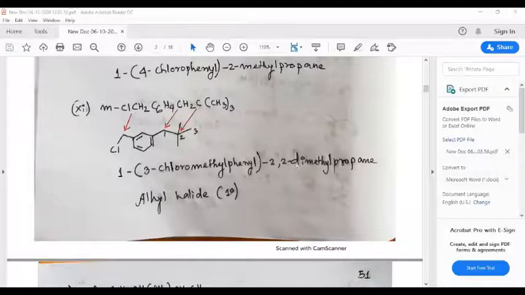And then at the 2 position there are 2 methyl groups. So 2,2-dimethylpropane. It's an alkyl halide and a 1 degree alkyl halide, because this chlorine is attached to one alkyl side chain or alkyl group. That's why it becomes an alkyl halide.